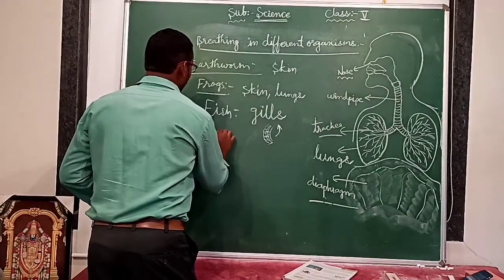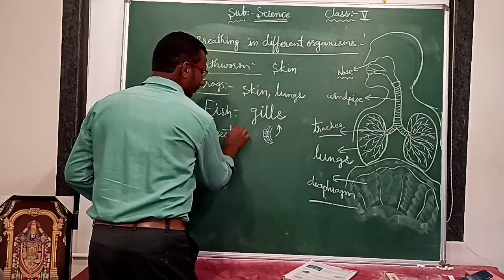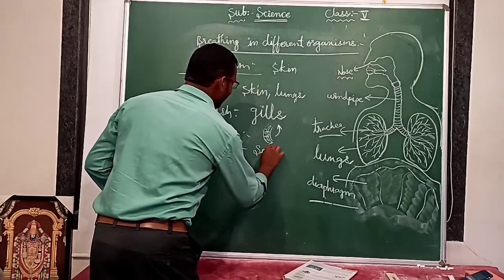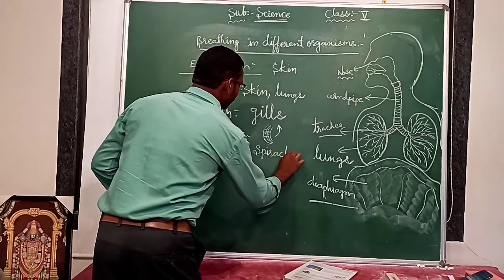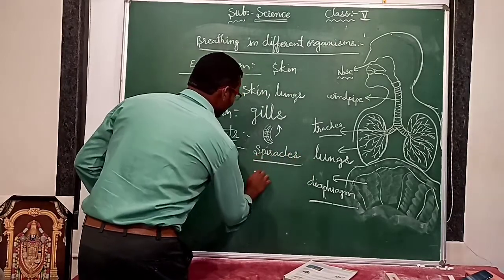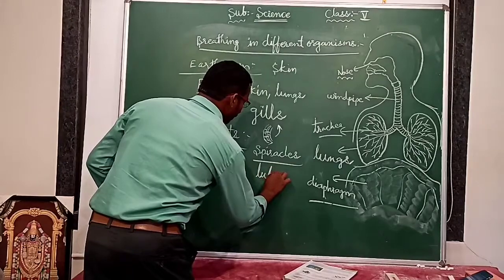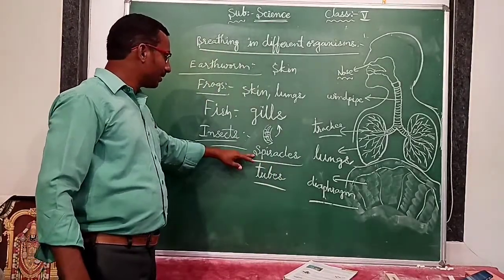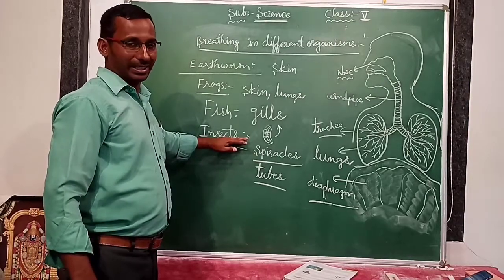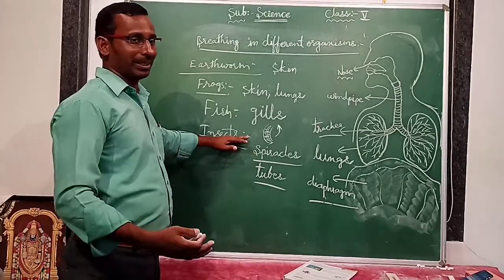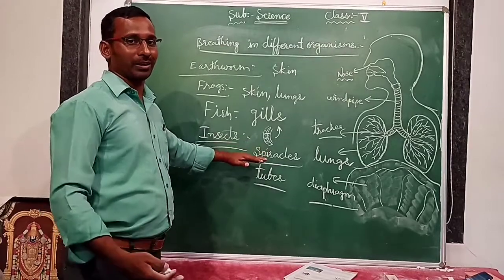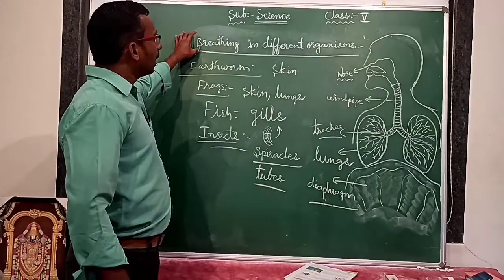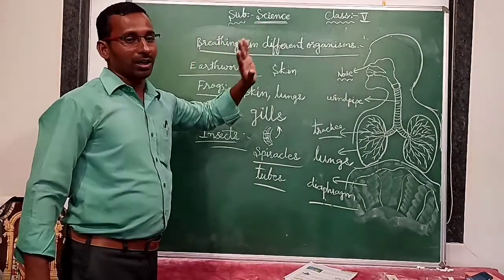Next, insects are there. Insects, like cockroach. How will they breathe? They will breathe with the help of spiracles. Spiracles look like tubes. So with the help of spiracles, these insects are taking air inside and releasing it outside. Example, cockroach, scorpion, like that. So these are the different organs for breathing in different organisms.